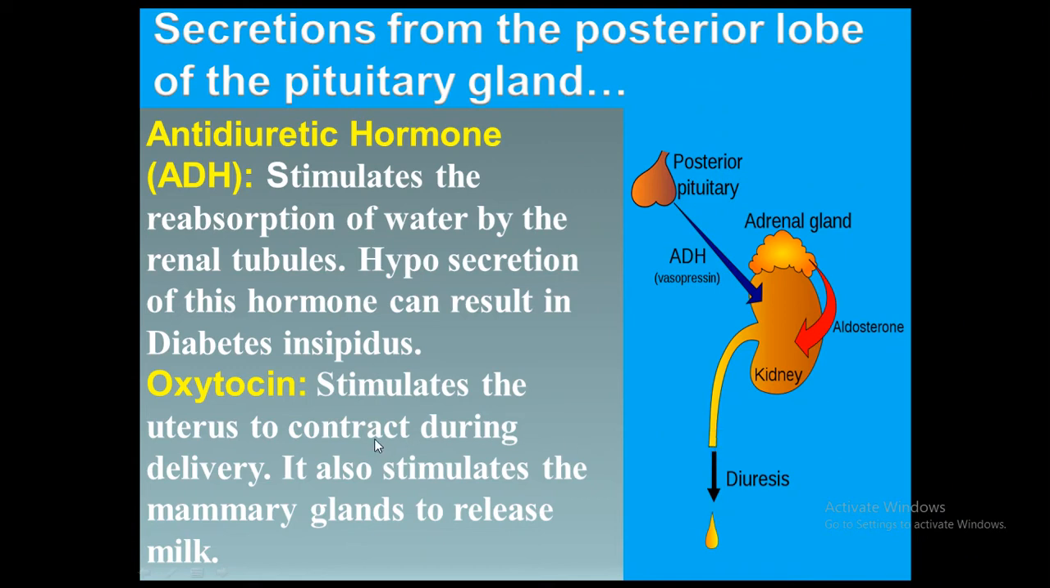So in pregnancy or delivery, this hormone contracts the uterus. For this reason, the baby easily comes out from the mother's body. Look, this is the kidney, this is the adrenal gland, and this is the posterior pituitary gland. This gland secretes ADH, antidiuretic hormone, which goes to the kidney.